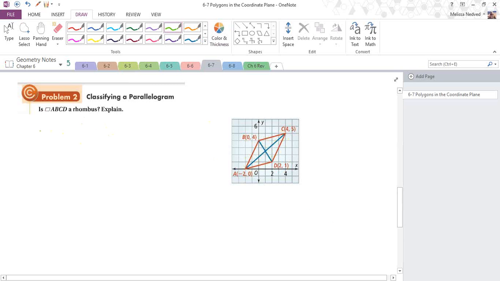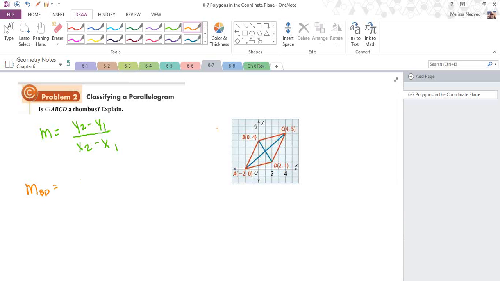diagonals. So I'm just going to go ahead and refresh by writing the slope formula here. Y2 minus Y1 over X2 minus X1. And they've already written in our points for us here, so we don't have to do that step. So I'm just going to start by finding the slope of one of my diagonals. Let's do BD first. So the slope of BD, you can pick either point to be x1, y1, and the other point to be x2, y2.